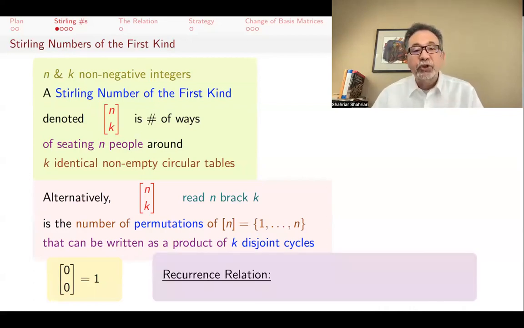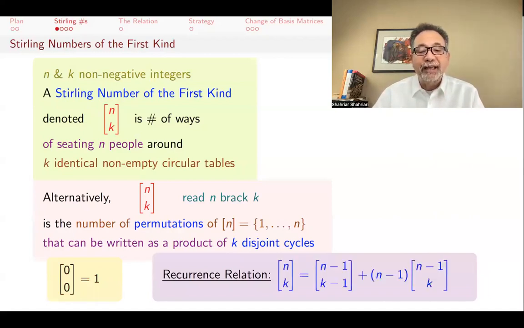And they have a recurrence relation. Again, watch the video that I have for that. This n bracket k is n minus 1 bracket k minus 1, plus n minus 1 times n minus 1 bracket k. If you want to find that yourself, just do a thought experiment.